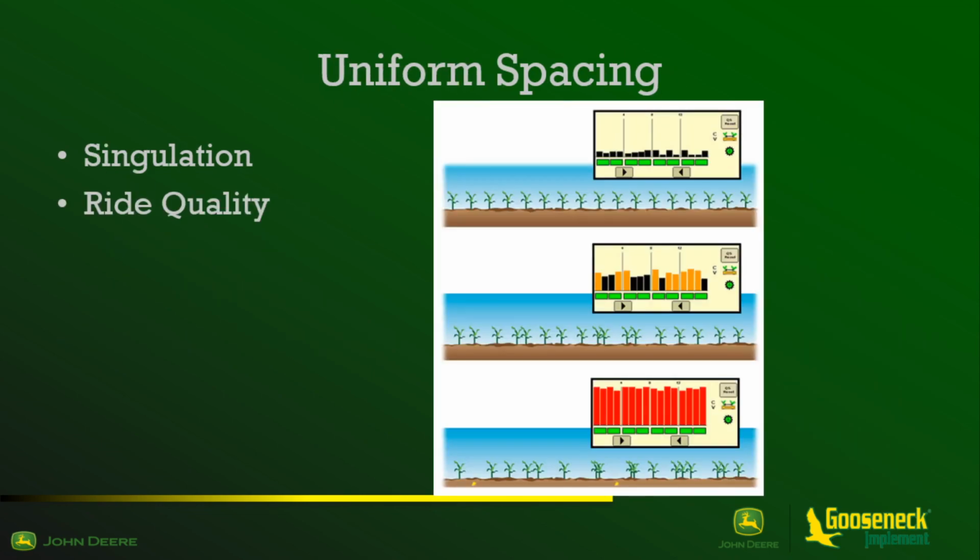Uniform spacing. You know, in the news right now, social distancing is a big thing and a good thing, but corn likes that as well. Corn wants its neighbors, but just not too close. So uniform spacing is a huge deal. Singulation, ride quality, and we'll talk about that. But as you can see here, we want this picket fence look like the first picture. The second one down here you can see some of the plants are a little bit closer, and here's really rough.